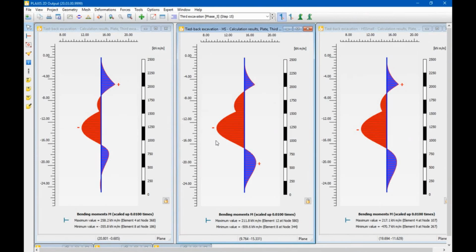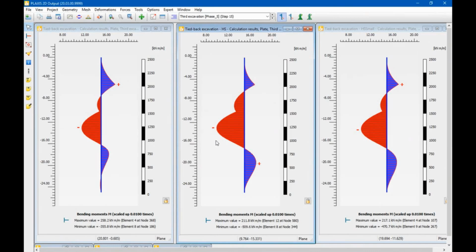If you look at Mohr-Coulomb at 355, and then at the hardening soil model, the hardening soil model is 150 more. I mean, 150 more is like 55% higher. The HS small model is something in the order of 120 more, which is like 35%. This is also very typical. Mohr-Coulomb for excavation problems has the habit of underestimating bending moments in your wall. So that is something very important.